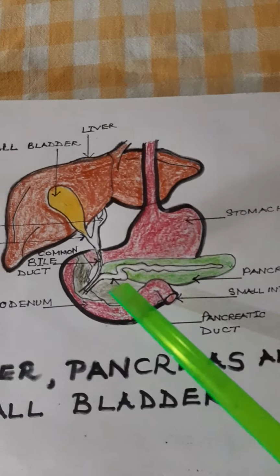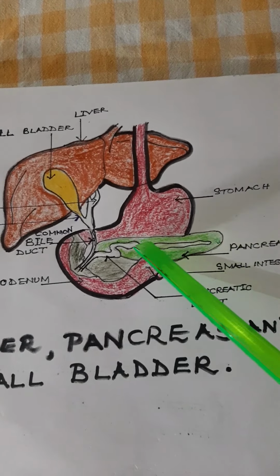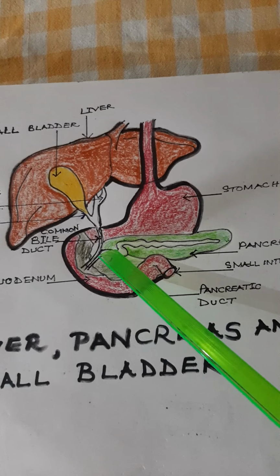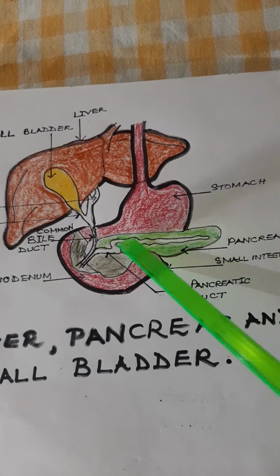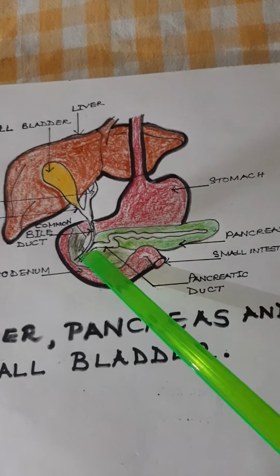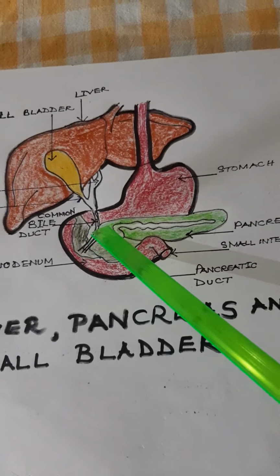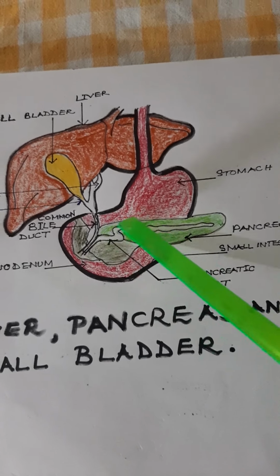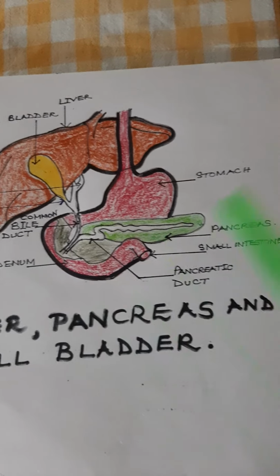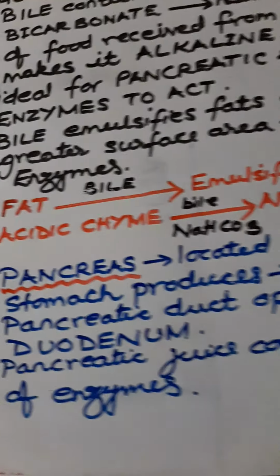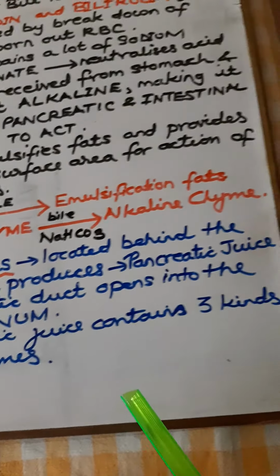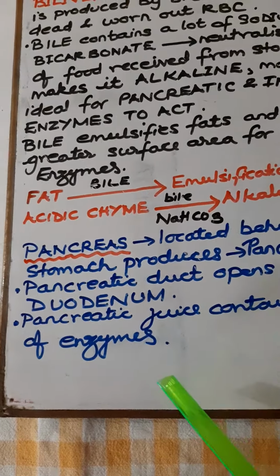Like over here you could see, this is the pancreas, and over here you can see the duct coming out of the pancreas. That's called the pancreatic duct. So the common bile duct and the pancreatic duct have the same aperture through which they enter the duodenum. Now, the pancreatic duct opens into the duodenum.